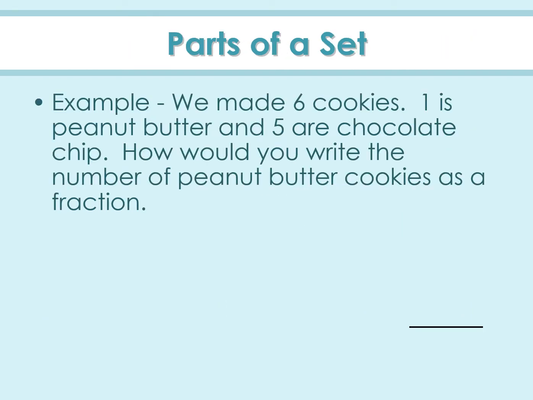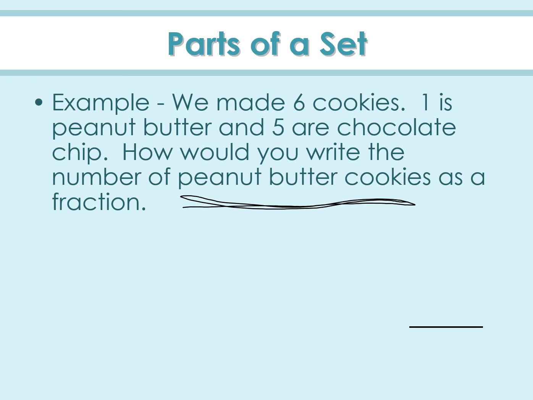Parts of a set. Example, we made 6 cookies. 1 is peanut butter and 5 are chocolate chip. How would you write the number of peanut butter cookies as a fraction? So when we're talking about parts of a set, we're talking about how many are a certain color or how many were eaten. So let's look. Our question says we have 1 peanut butter and 5 are chocolate chip. How would you write the number of peanut butter cookies as a fraction?